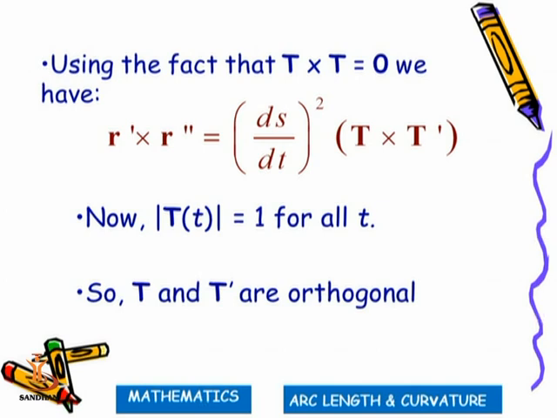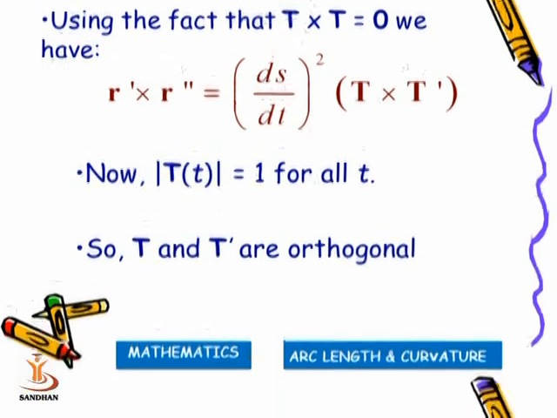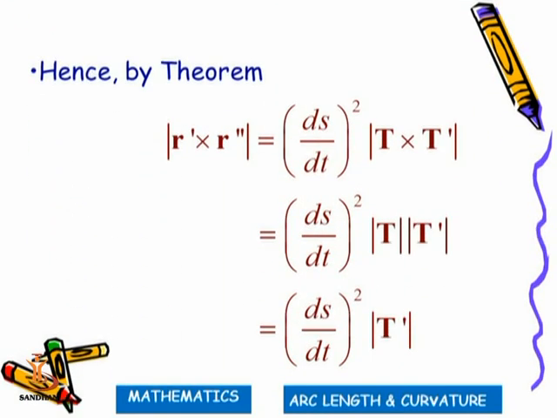r double dash is (ds/dt)² into T cross T dash. Now |T| is equal to 1 for all t, so T and T dash are orthogonal. Hence by the theorem, r dash cross r double dash is (ds/dt)². T cross T dash will be |T| into |T dash| because they are orthogonal. So we have the answer (ds/dt)² into |T dash|.